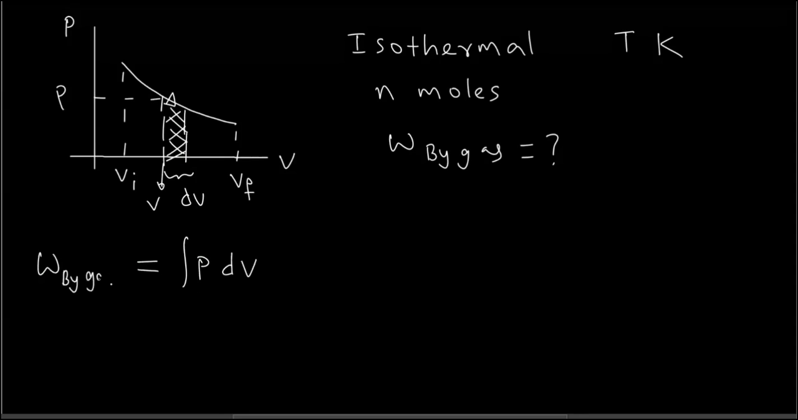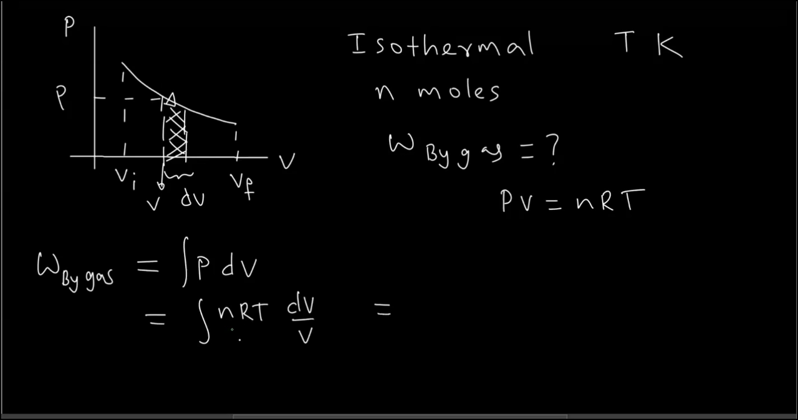Now, in ideal conditions, you can always use PV equals nRT. So if I substitute the pressure, what do I have? nRT by V, which I'm writing as dV by V. Now, number of moles, gas constant, and since it's an isothermal process the temperature is constant, so I can pull them out. So I have to integrate this from initial volume to final volume. So dV by V, it's a very simple integral.